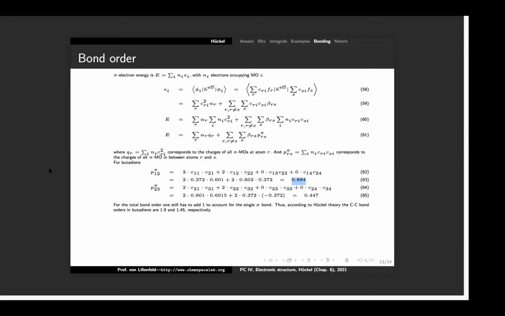I mean, you said now we have the result of this is that we have 1.9 bond order for 2 bonds and a 1.45 bond order for the other bond, right? So if you ask about the bond order of the 1,2 bond, then you get 1.9. From the pi system, you get 0.894. And from the sigma bond, you would add a 1. So you have roughly 1.9 for this bond.